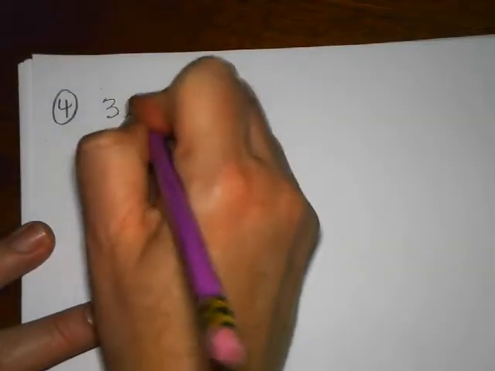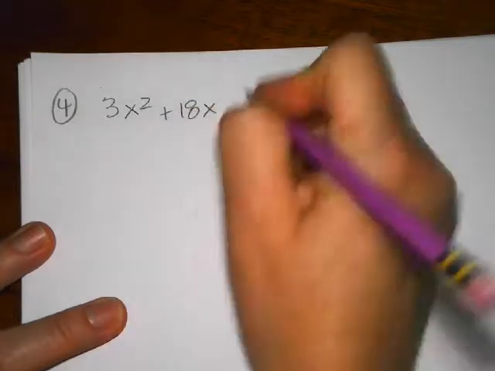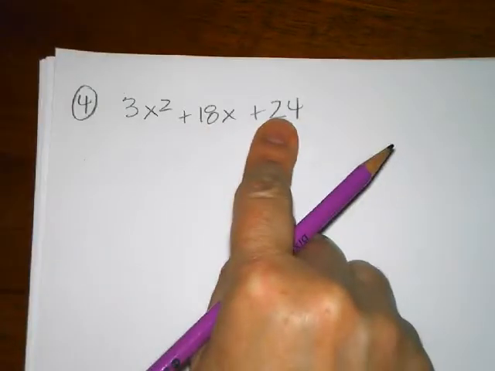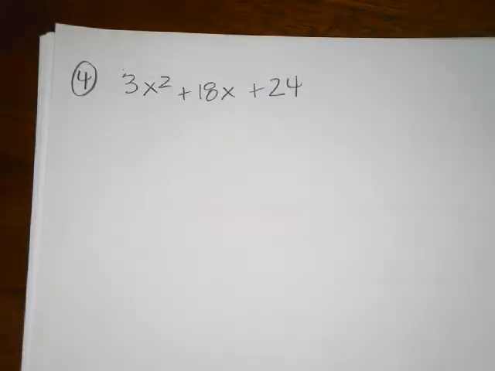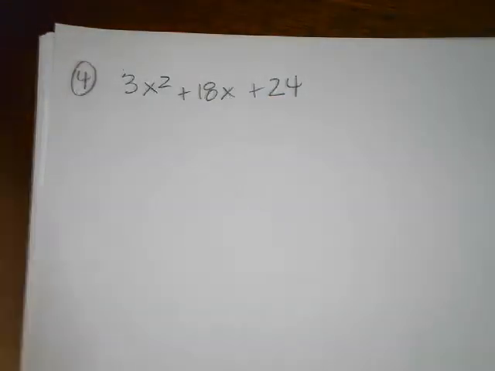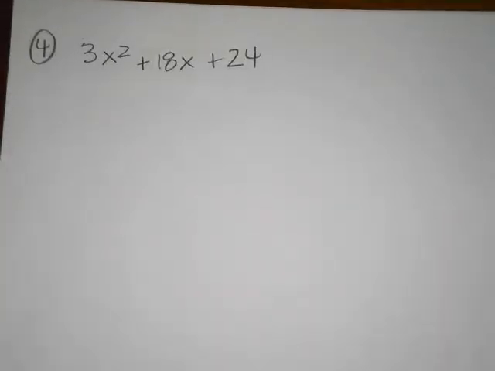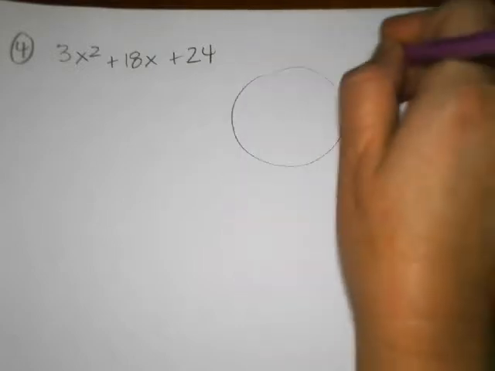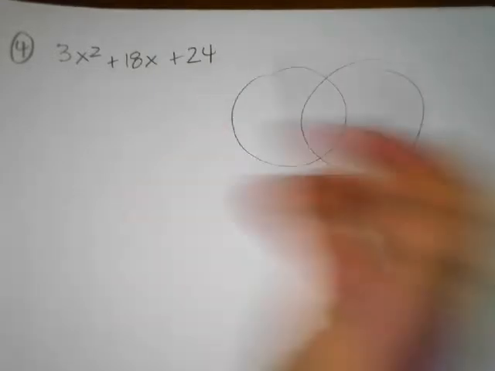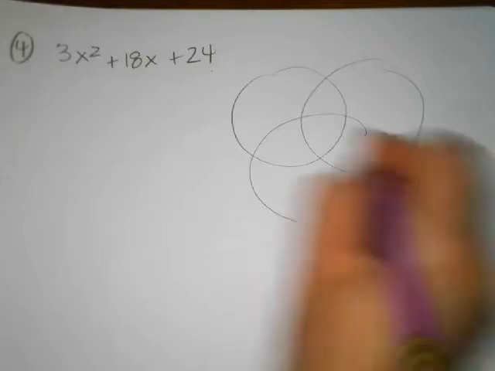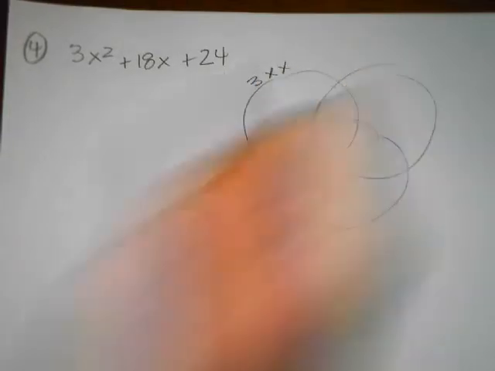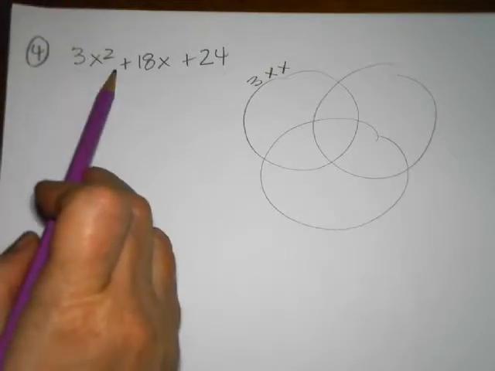For number 4, we've got 3 terms that are all divisible by 3. So I'm going to do the circles. You don't have to do the circles. I'm just doing this in case you're wondering, how is she figuring this out? You may just look at this and say, oh, I know 3 goes into all of those. That's fine. Okay, so 3 times x is 3x squared.